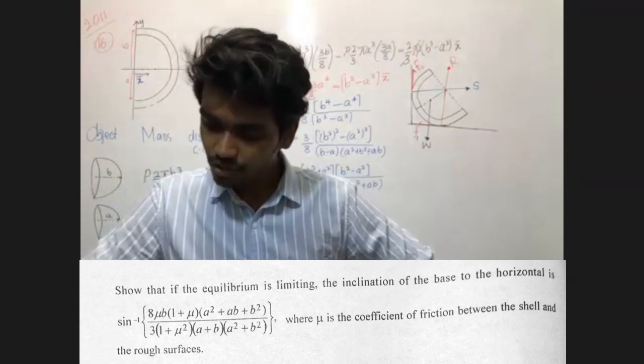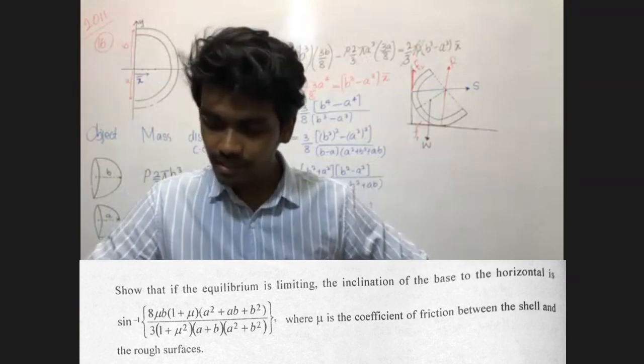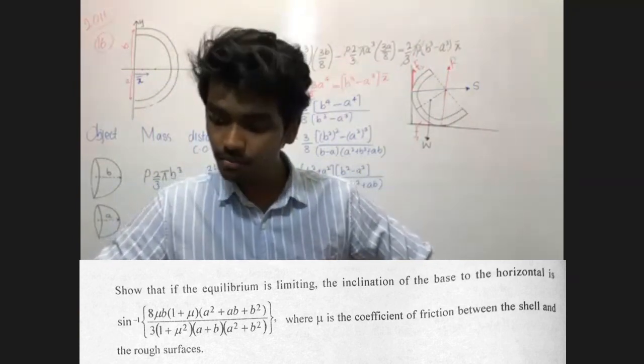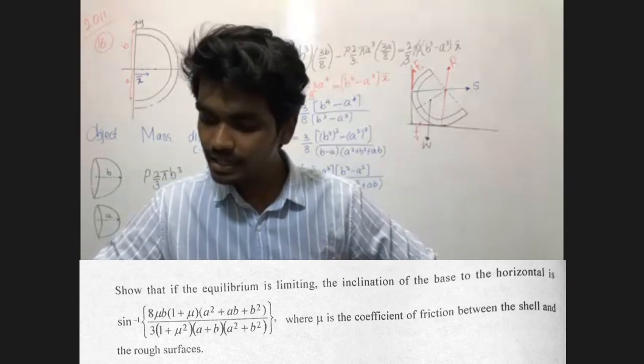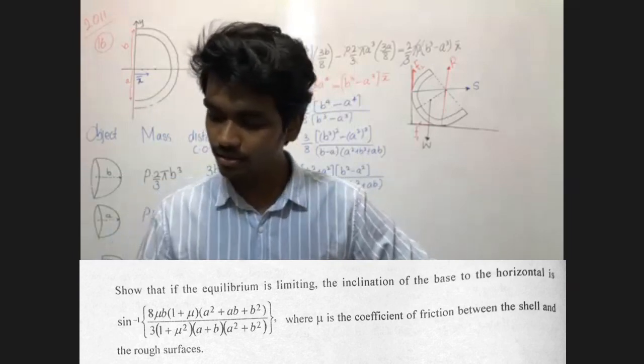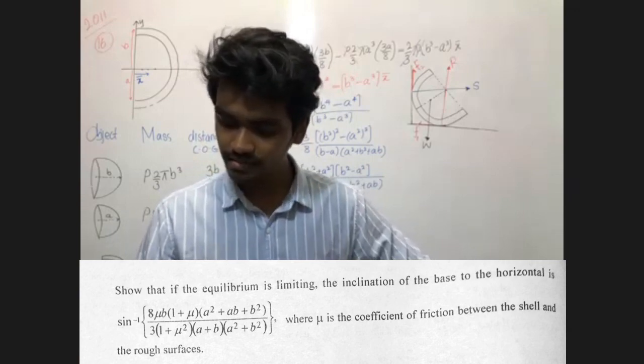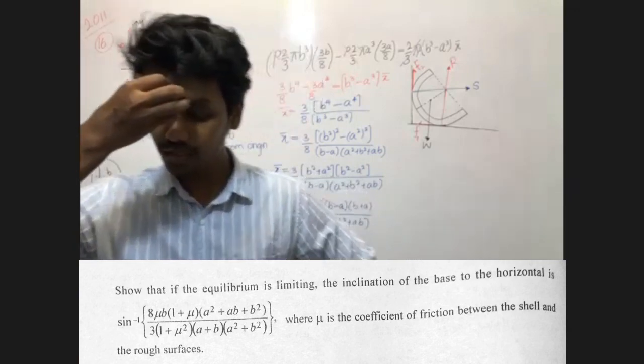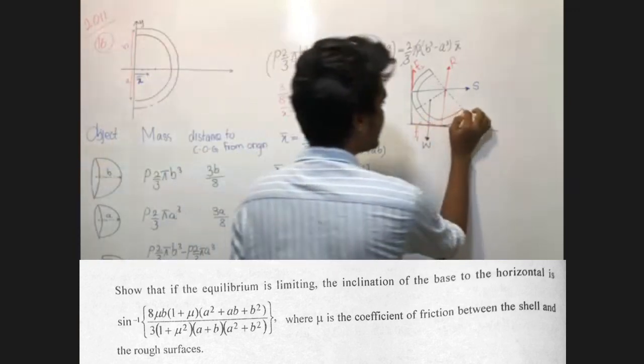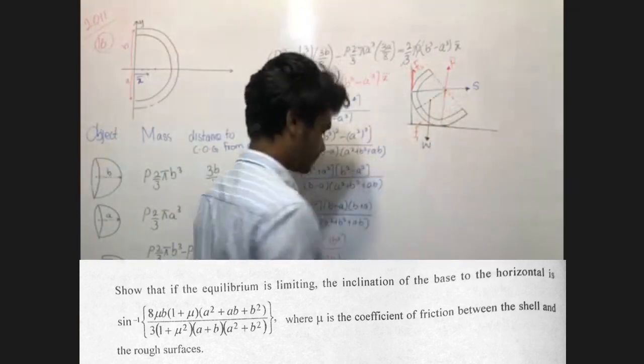So they are saying show that if the equilibrium is limiting, the inclination of the base to the horizontal is... the inclination, this is the base.